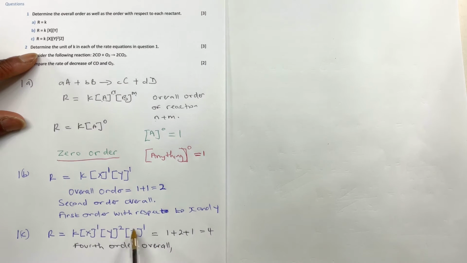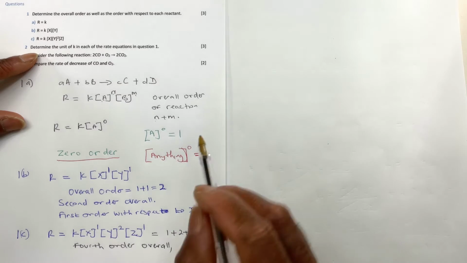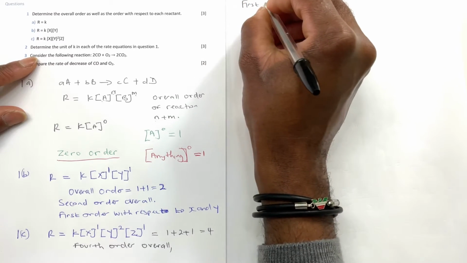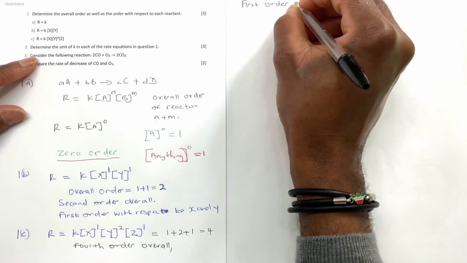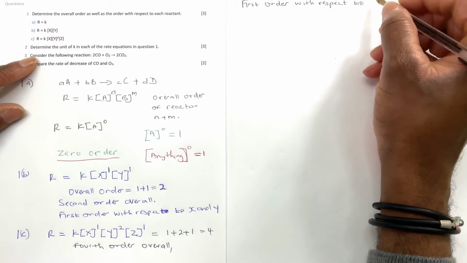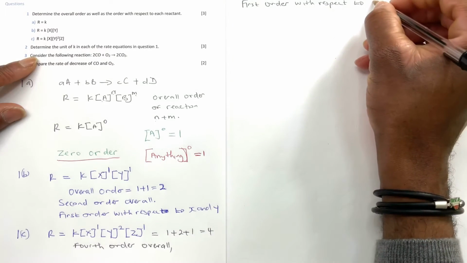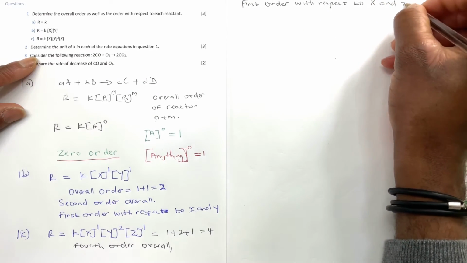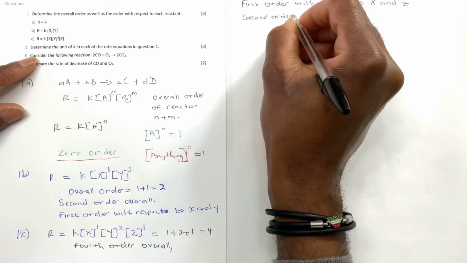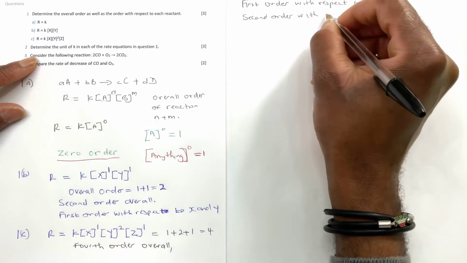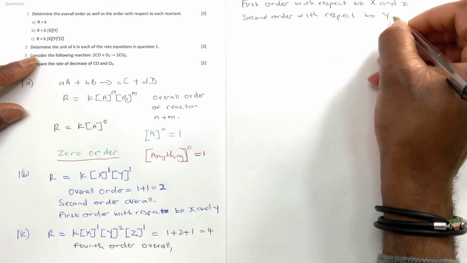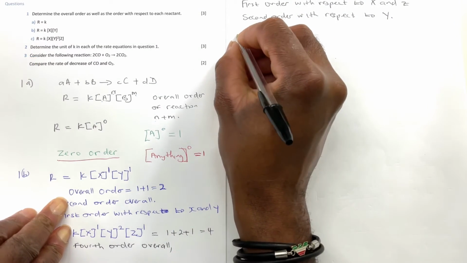Then we can describe with respect to X, Y, and Z, which we can write here as first order with respect to, there's two of them, X and Z. But also we have second order with respect to Y.